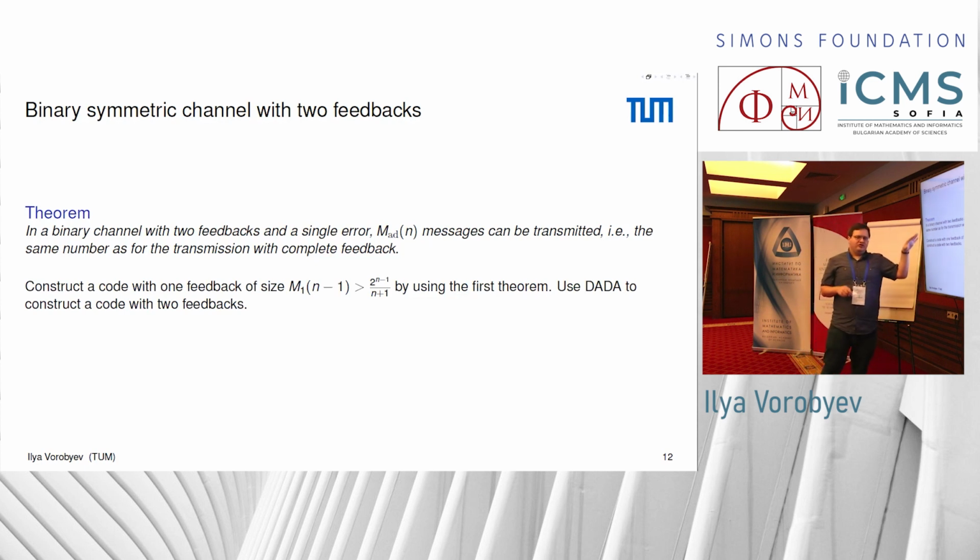And to prove it, we actually use the theorem which I was talking about in the beginning, to construct a good enough code with 1 feedback, and then we can make it better by using this DAD algorithm one time. And then we obtain a code with 2 feedbacks, yes, which transmits the same number of messages as a code with complete feedback.